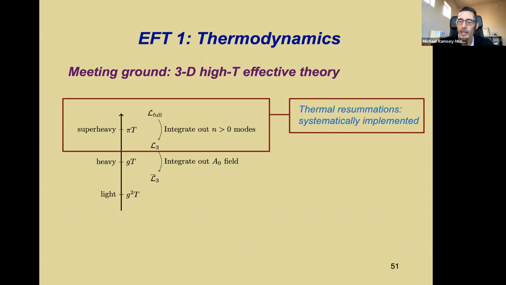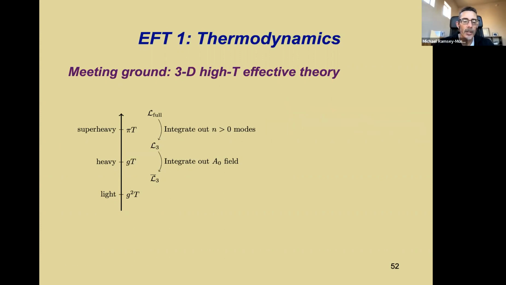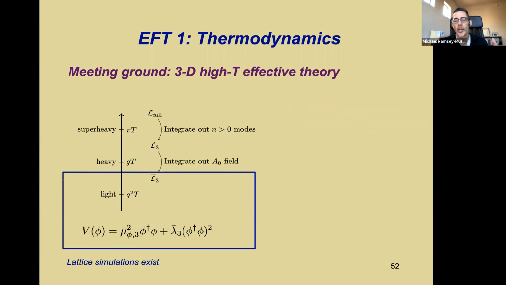So that's already kind of a nice feature. At the end of the day, in the case where we integrate out the new physics, we're going to be left with a theory that looks very much like the standard model only. Here is the potential. It has a quadratic and a quartic term in the Higgs field with 3-dimensional mass squared and couplings, mu bar and lambda bar 3. And this theory has actually been simulated on the lattice in the 90s.